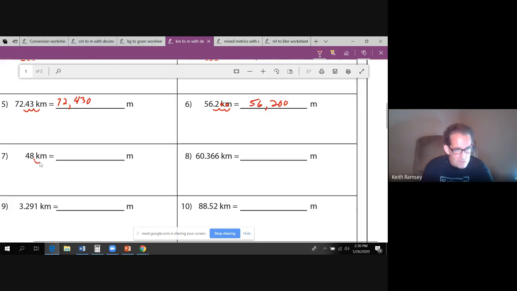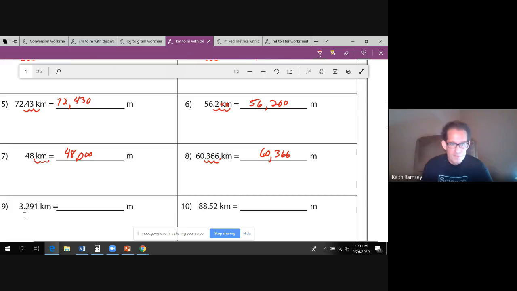So here's my decimal. I have to move it 3 steps. So I'm going to put 3 zeros after that 48. So this becomes 48,000 meters, or 48 kilometers. Here I have 60.366 kilometers. So I'm going to move that decimal 3 spaces, and I'm going to put it right there to convert it to meters. So this is going to become 60,366 meters, or 60.366 kilometers.